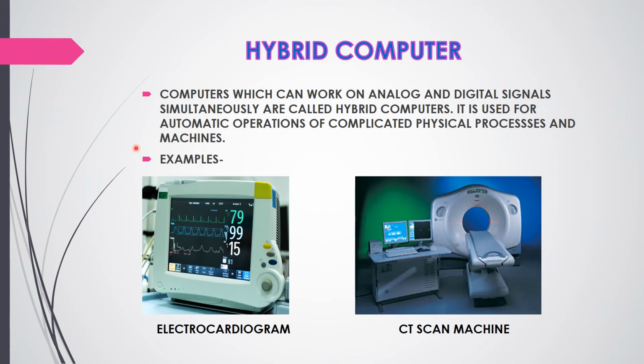Next is hybrid computer. Computers which can work on analog and digital signals simultaneously are called hybrid computers. They are used for automatic operations of complicated physical processes and machines. Some examples of hybrid computers are the electrocardiogram and CT scan machine.